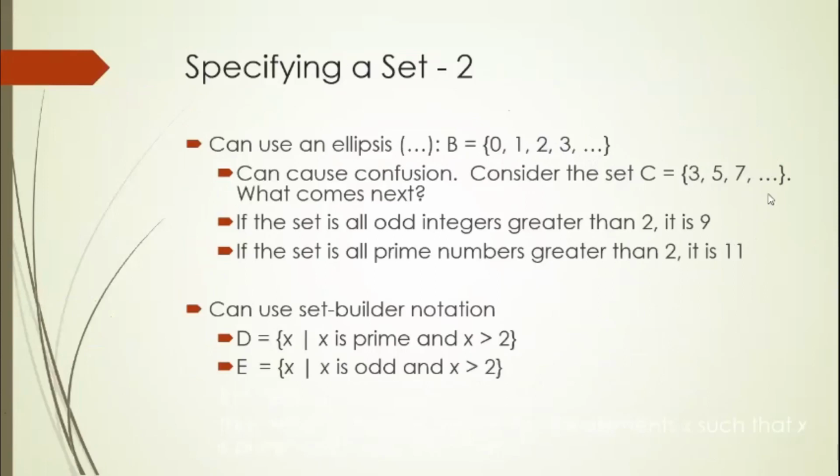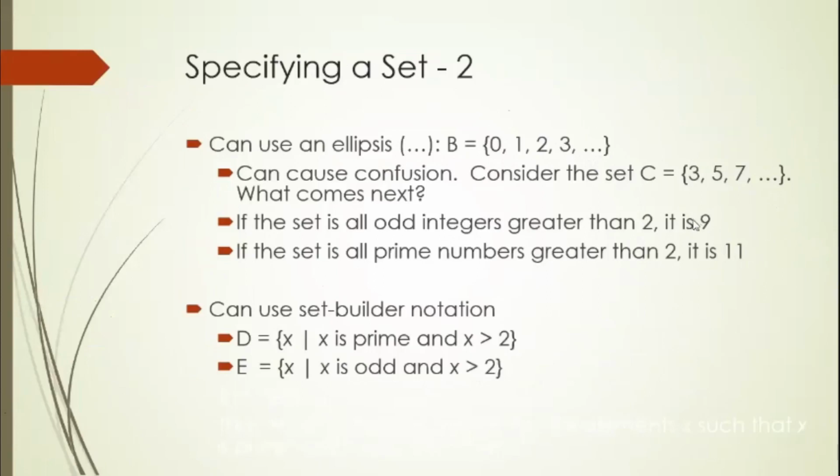If it is 9, then we are referring to odd integers greater than 2, meaning there are 3, 5, 7, 9, 11, 13, 15, 17, 19, 21. Those are your odd integers. What if the next number is 11? Then we are referring to the set of all prime numbers greater than 2. So 3, 5, 7, 11. The next numbers would be 13, 17, 19, 23. Those are examples of your prime numbers.